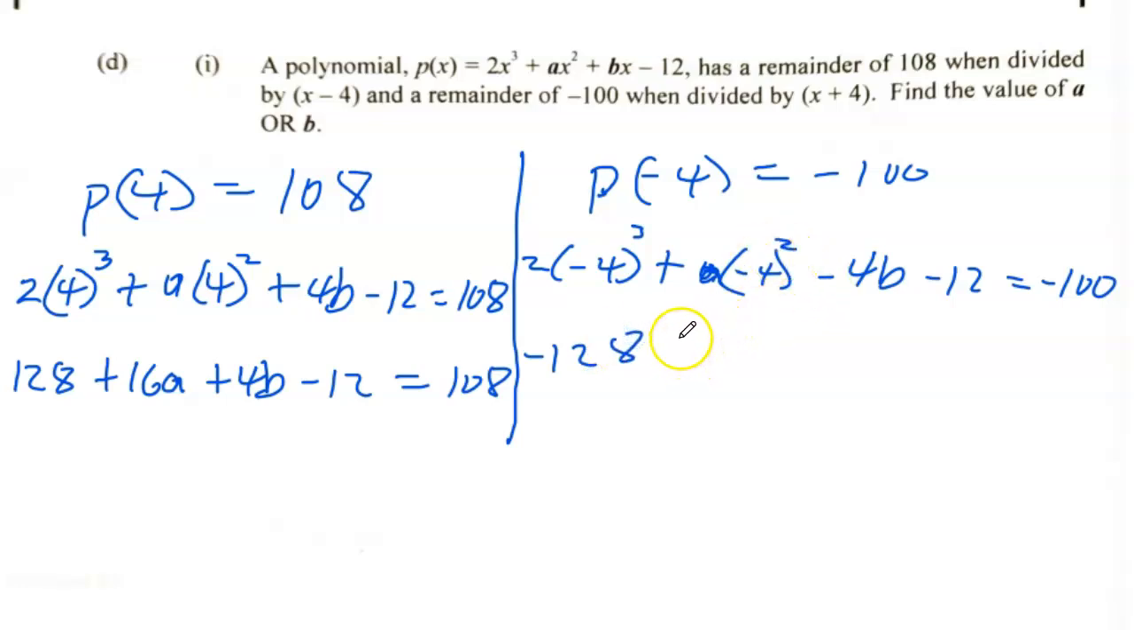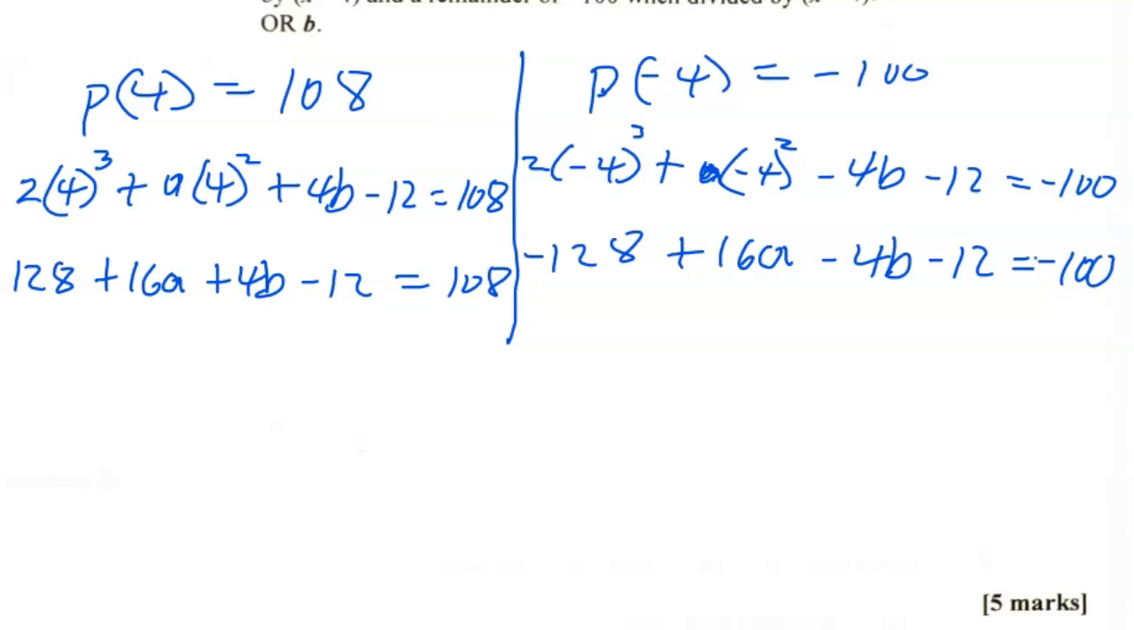That's 16a minus 4b minus 12 equal to minus 100. So here we have a pair of simultaneous equations. Let's put them together now and try and solve for a and b.